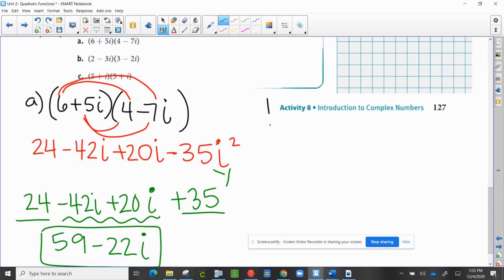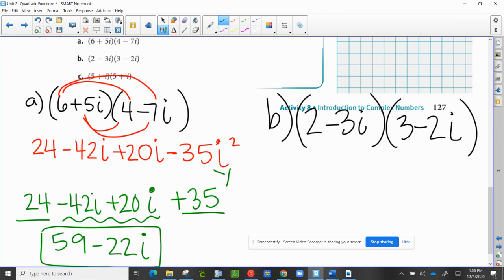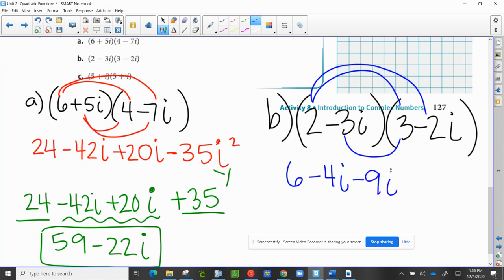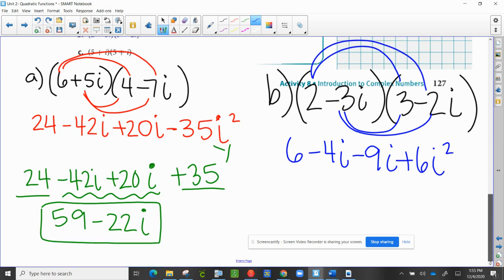So let's do one more. Let's look at B. So that is 2 minus 3i, and we're going to multiply that by 3 minus 2i. Okay, so again, just going to FOIL this. So 2 times 3, that's 6. 2 times -2i is a -4i. My inner term, -3 times 3, is a -9i. In my last terms, we have a negative times a negative, so that's going to give me a +6i times i, which gives me i squared. But again, i squared is going to turn into a -1, so that means I'm going to make this a -6.